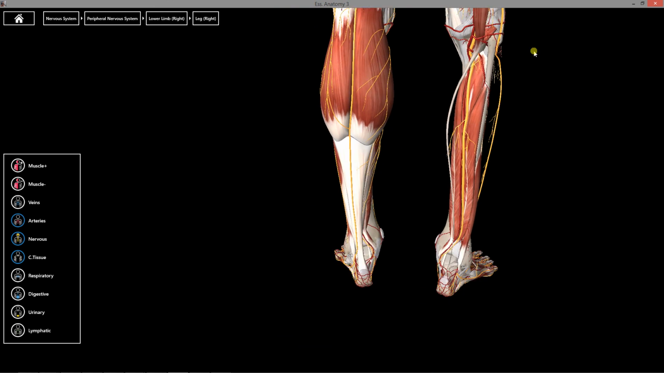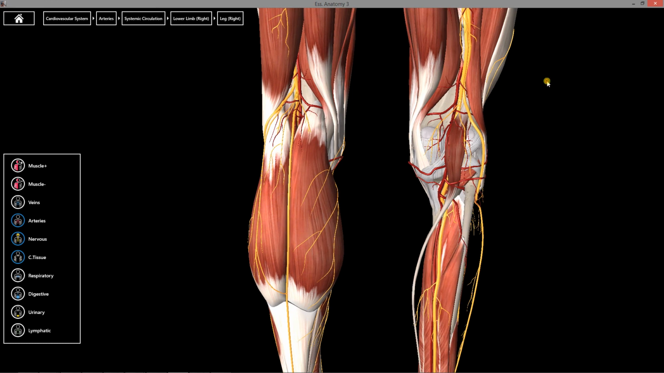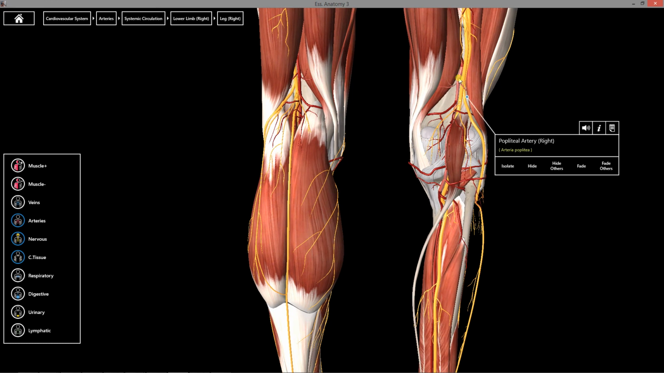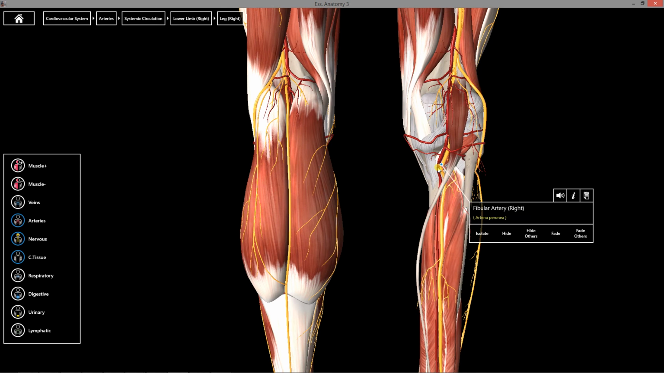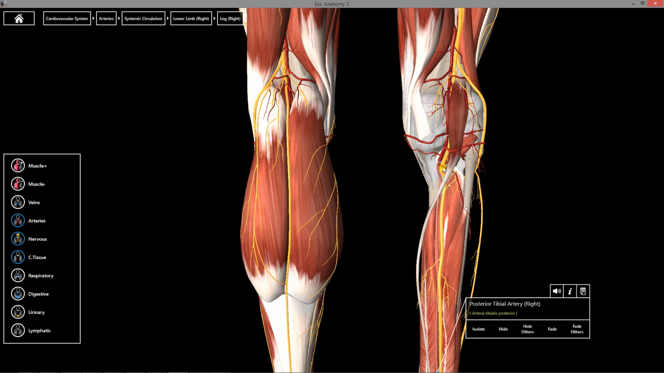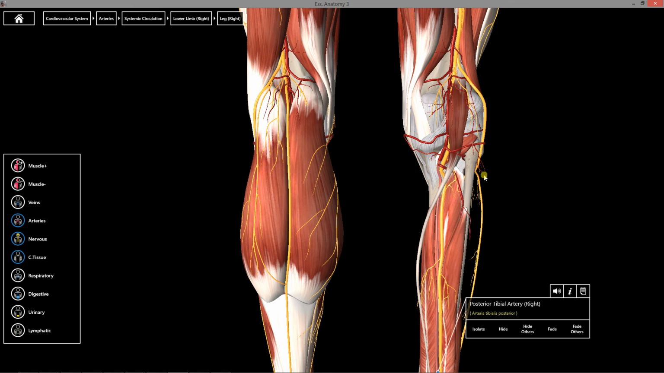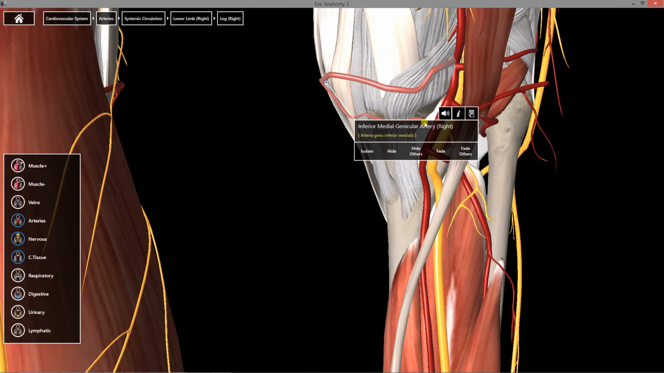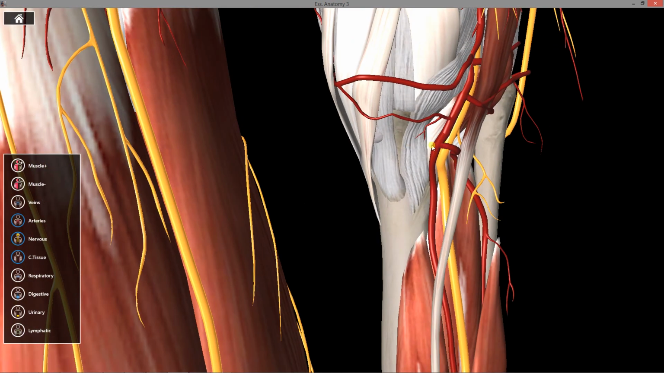So coming back around here to the area of the popliteal fossa, we have the superficial femoral artery, also just known as the femoral artery. It turns into the popliteal artery as it passes through the adductor hiatus of the adductor magnus, which then branches into the posterior tibial artery, which supplies some of the posterior muscles, as well as the fibular artery, which supplies the lateral muscles. And then we can see the anterior, we can't see it actually because it's passing through this direction.